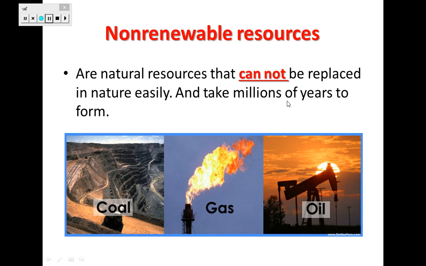What about non-renewable resources? Non-renewable resources means resources that cannot be replaced in nature easily and take millions of years to form, such as the fossil fuels, which are the coal, oil, and natural gas. We all know that they take millions of years to form, and if they finish, we have to wait millions of years. And of course, if we burn them, they cause air pollution, so they harm the environment. We try to use renewable resources, but also renewable resources can harm some animals and species.